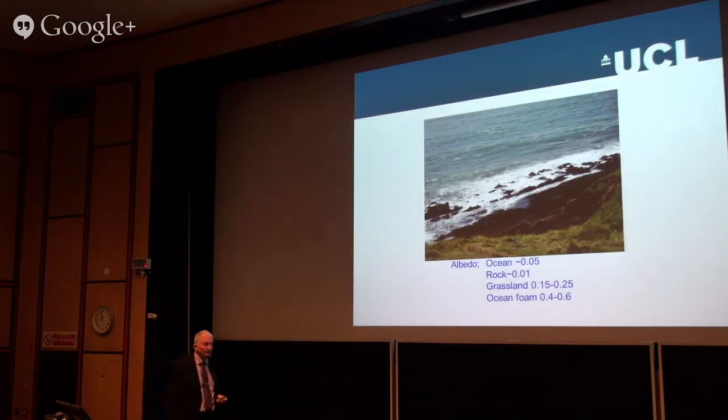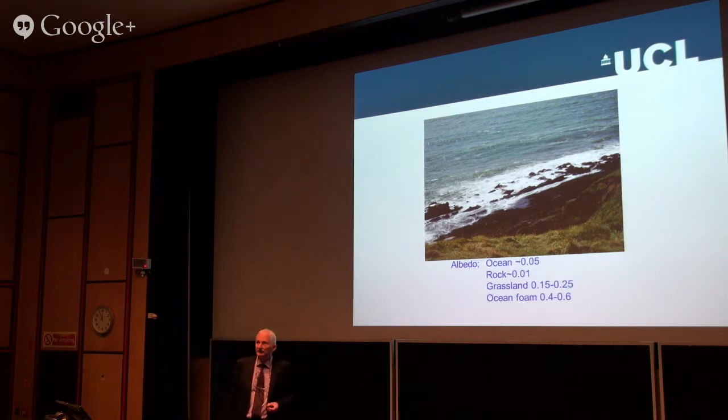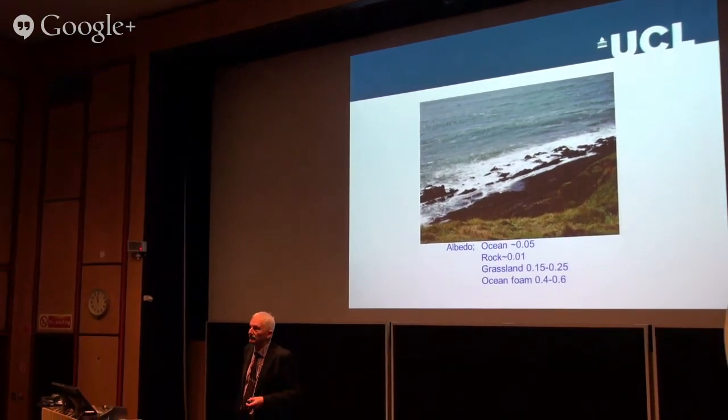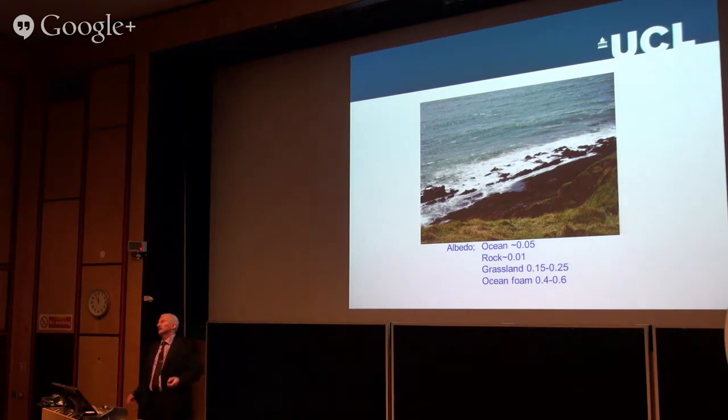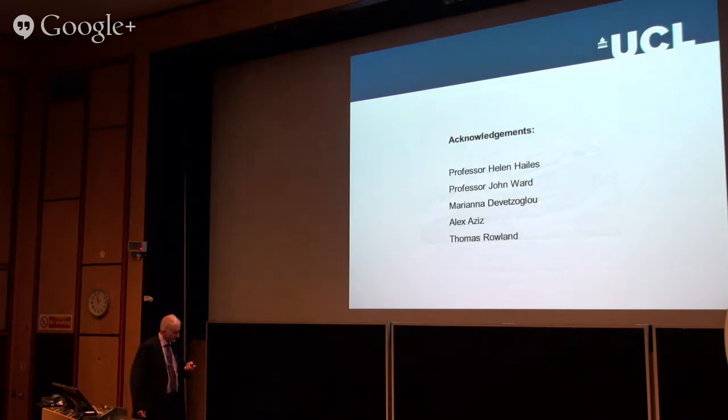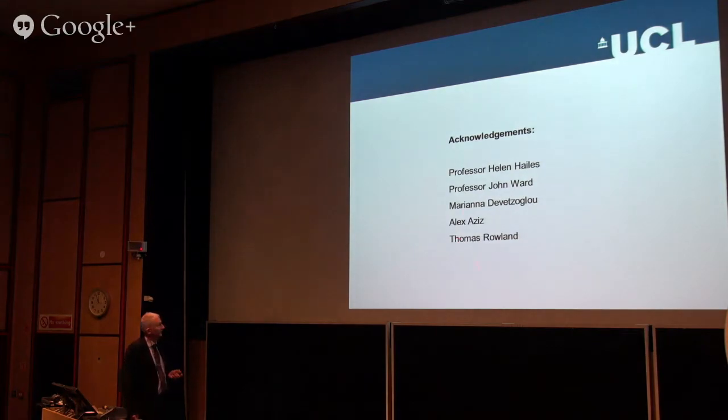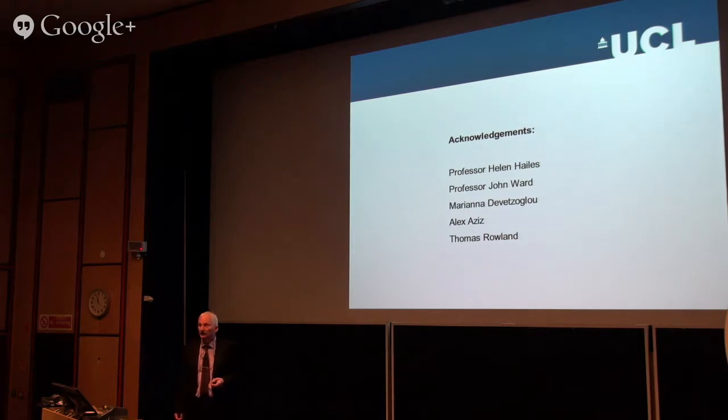So when we turn to foams for the ocean, this picture is taken from the south coast of Colby Island in Pembrokeshire, and it encapsulates in one image reflectance of grassland, rock, ocean, and the breaking waves which produce this foam. We take forward this idea of a change of state which allows some permanence to the foam. And I acknowledge three MSc students who did this work, and also some of my colleagues who made useful contributions.